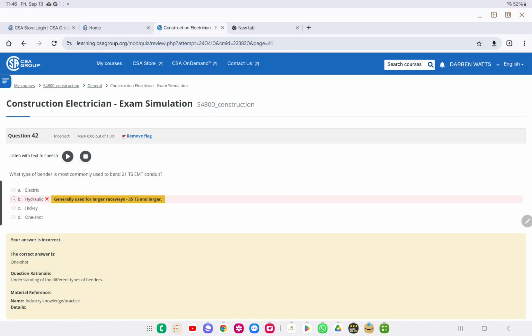Okay. Next question. What type of bender is most commonly used to bend 21 TS-EMT conduit? So hydraulic bender is actually generally used for larger raceways, 35 and larger. So what type of bender is most commonly used for 21 TS-EMT? It's the one shot.